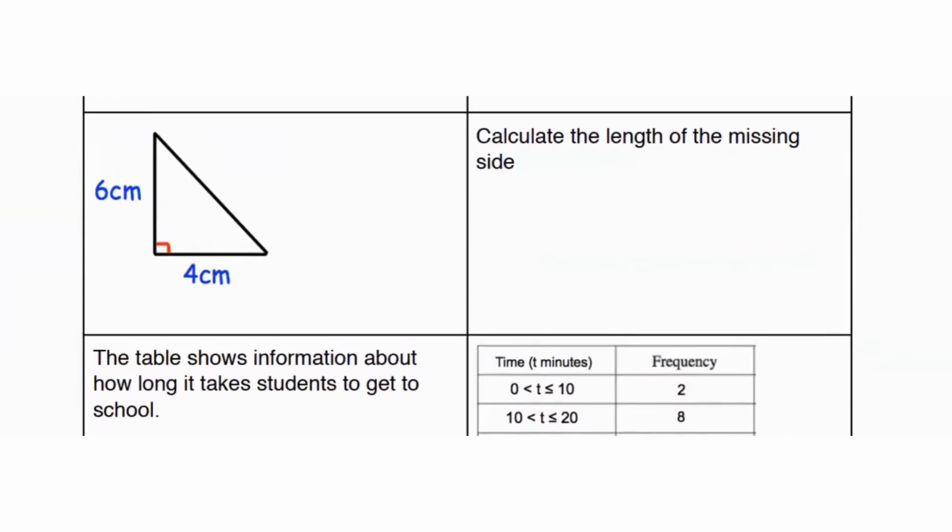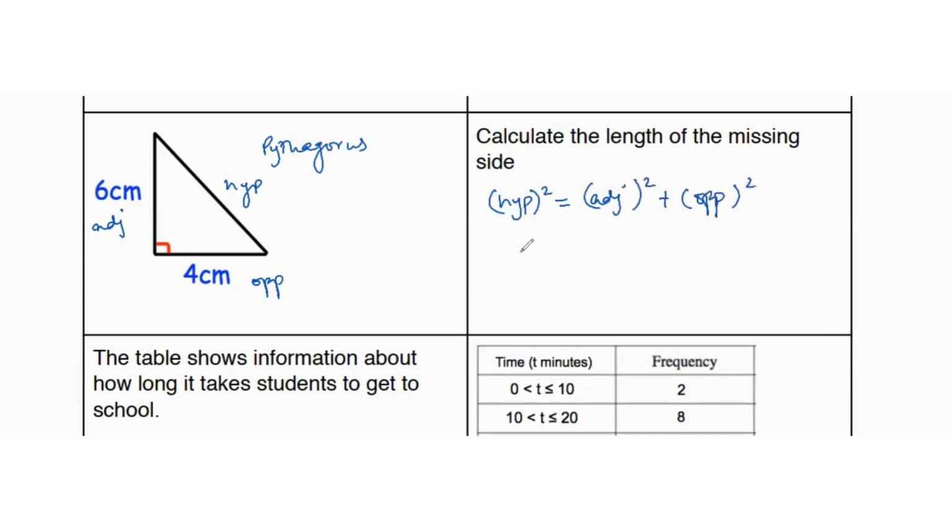Calculate the length of the missing side. So since it's a right angle triangle, we'll apply Pythagoras. We know this is our hypotenuse. This is going to be our adjacent. This is going to be the opposite. So I will do hypotenuse square equals to adjacent square plus the opposite square.